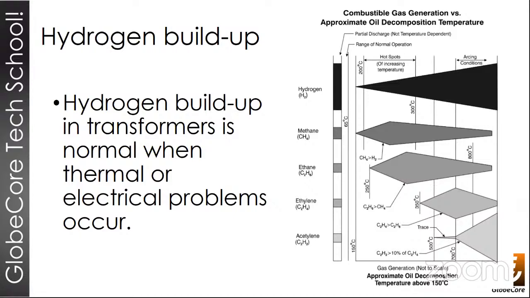The production of hydrogen in transformers is normal. With thermal or electrical problems, we can pretty much guarantee that hydrogen will be generated in any case for all of the faults that occur in the transformer. So this will be very common as we find larger quantities of this combustible gas in our transformers if we have some thermal or electrical fault.